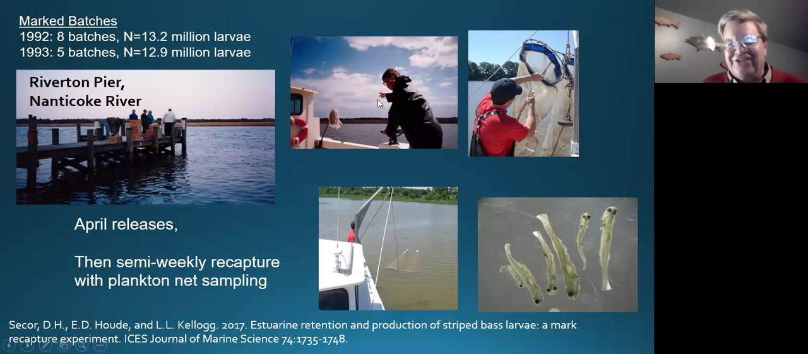So here I can see one. You can see I'm pointing to the mark in the water. There it is. Go over there. And so we use quantitative plankton tows to get densities, which we then expanded to river-wide abundances. And here's some of the larvae that we caught in our nets.